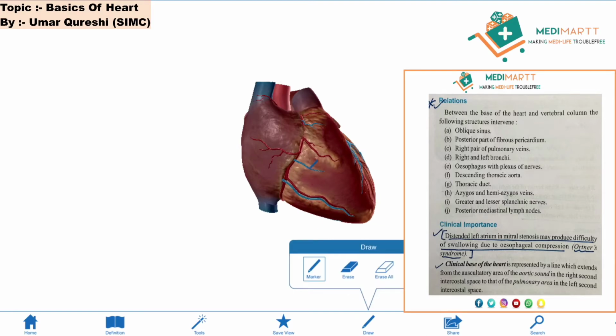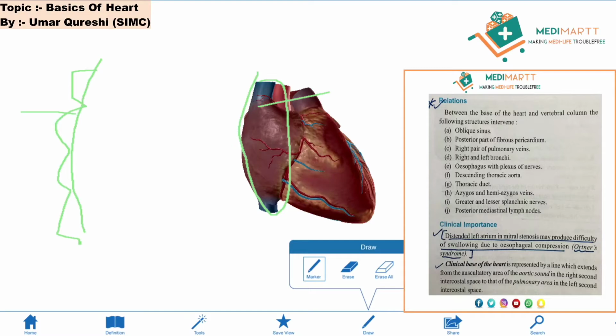Okay, so let's start. Relations means, as this is the organ or this is the posterior surface, some parts are present behind it. That's called the relation of that particular surface or part. As we are looking at the relations of the base right now, the parts present behind it are called the relations of the base. Here, between the base of the heart and the vertebral column, the following structures intervene. Assume that this is the vertebral column, these are the spine, and this is the base of the heart. The structures intervening, meaning lying between these two parts, the vertebral column and the base of the heart, are the relations of the base of the heart.